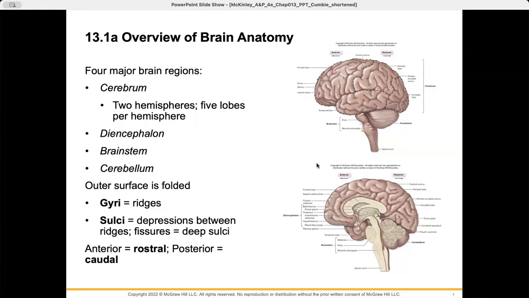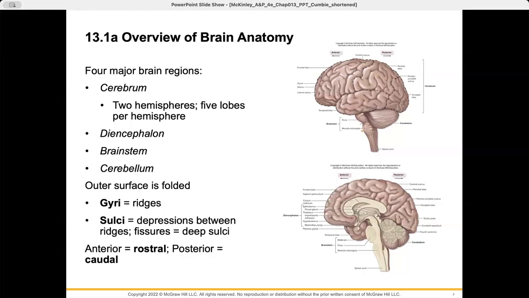If we cut the brain in half, we can see the innermost portion, which is diencephalon right here. And it encompasses a few structures. And then we have the brain stem, okay, coming down here. And we have cerebellum, which is sitting below the occipital lobe. So those are the main regions that make up the brain.